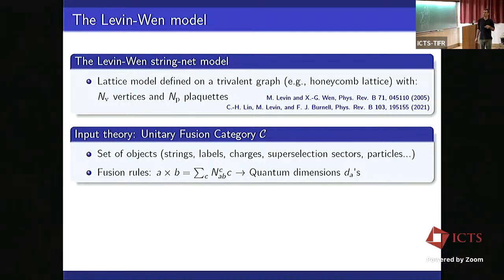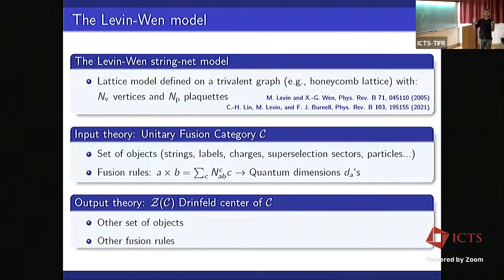So this category is given by this set of objects and the fusion rules, as I explained, to which these objects obey. Okay, and the fusion rules directly also give you access to what are called the quantum dimensions, which are just some real numbers obeying exactly the same equations as the fusion rules. Okay, so I will not need anything else for today.